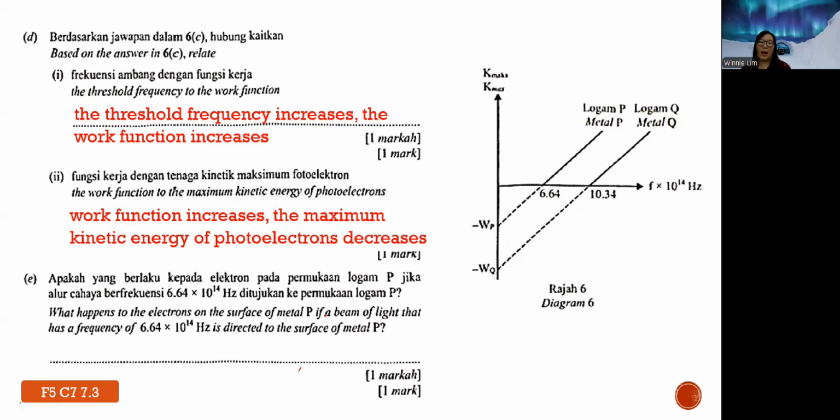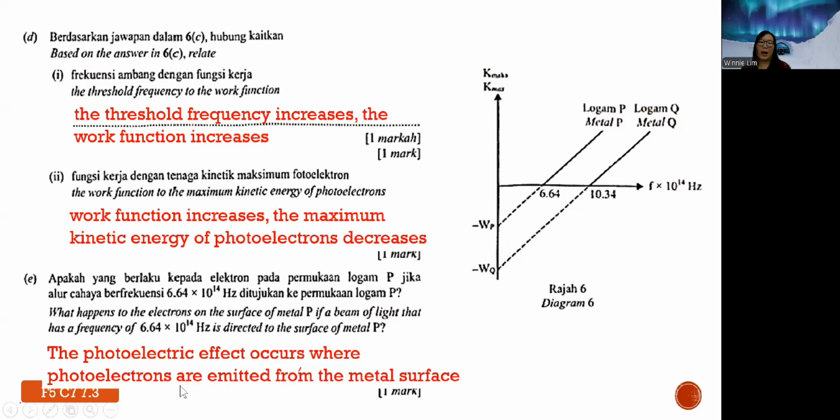Photoelectric effect already occurs. So this is the understanding that you all should have. That's why this is how you answer the questions. The photoelectric effect occurs where photoelectrons are emitted. It's just that they do not gain kinetic energy, only the Kmax.